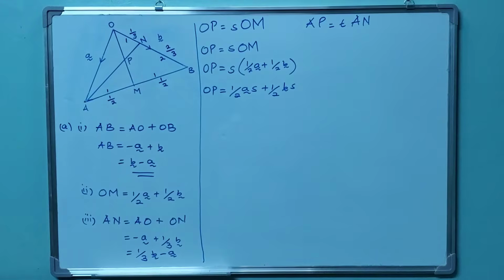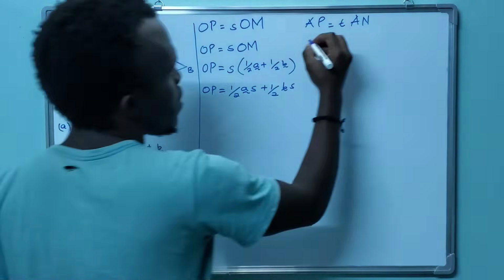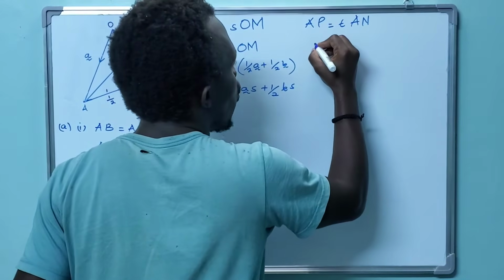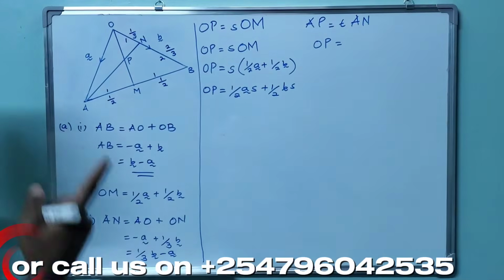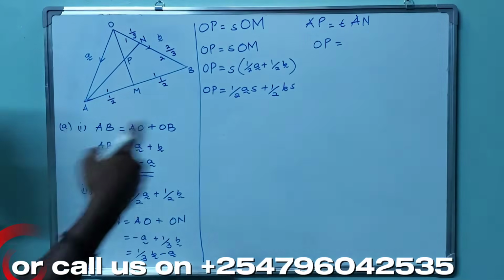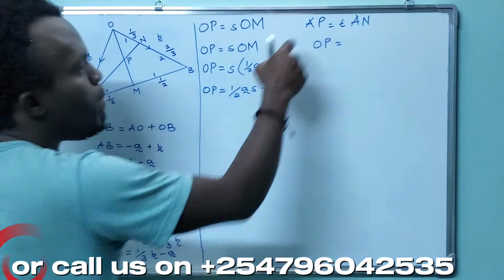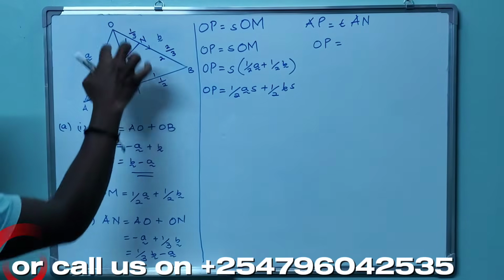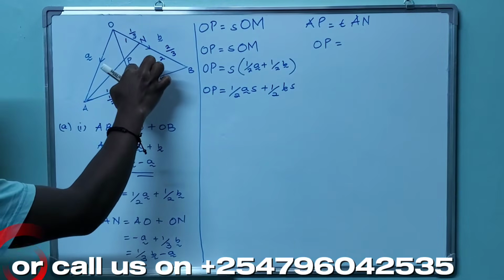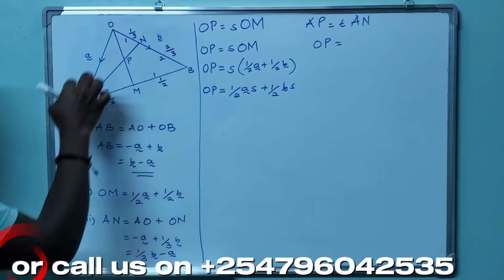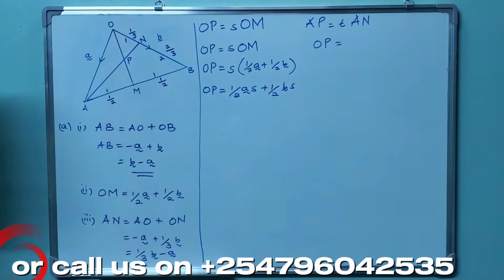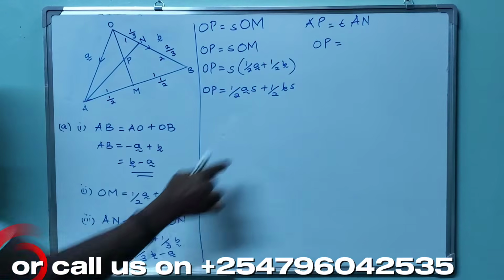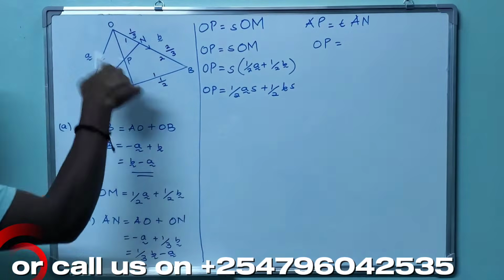Now, remember, you've been told to express OP in two ways. So, I'm going now to express another OP. So, again, OP is going to be equal to what? The next OP, I'm going to look for an OP which contains AP in it. If I want OP, I'm going to go OA plus AP from my diagram. The first OP, you'll get from what you've gotten here. The second OP, you're going to get from the diagram.